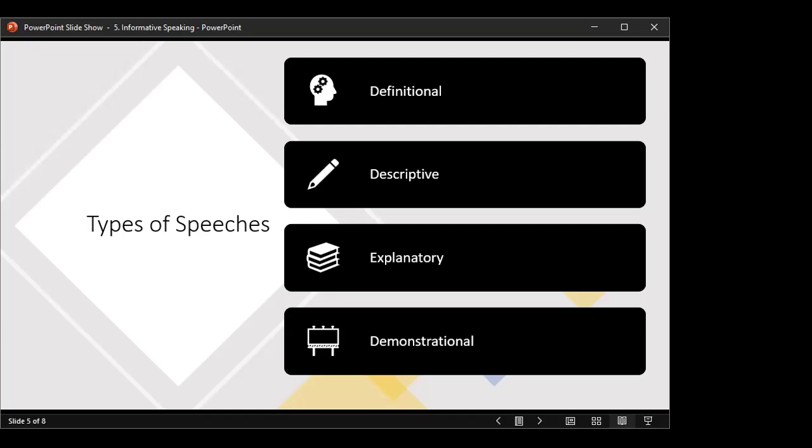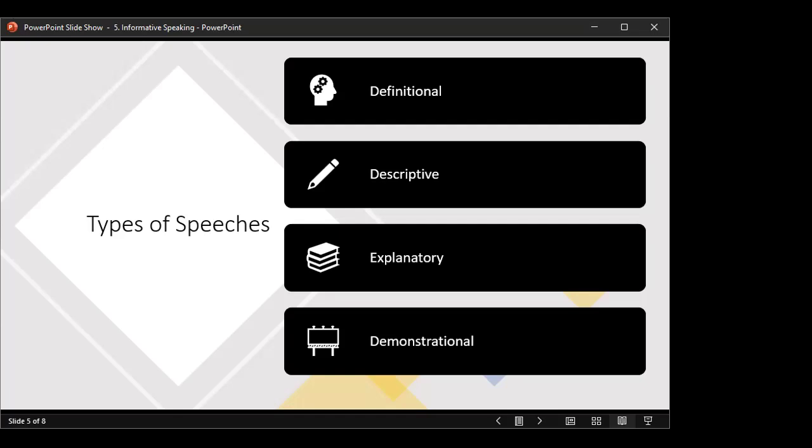So to start, we have definitional speeches. Definitional speeches are functionally making what we call an argument of definition. So an argument of definition argues how we should categorize something or determine what it is. So when we make a speech of definition, we are categorizing something or arguing what something is, generally how we should think about something differently.